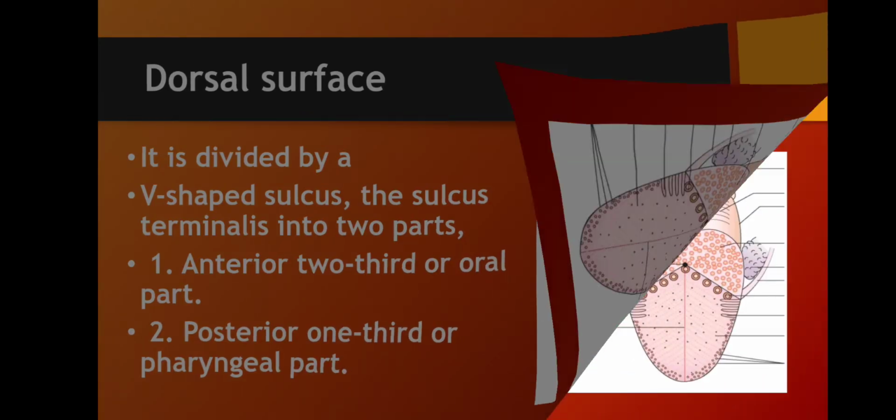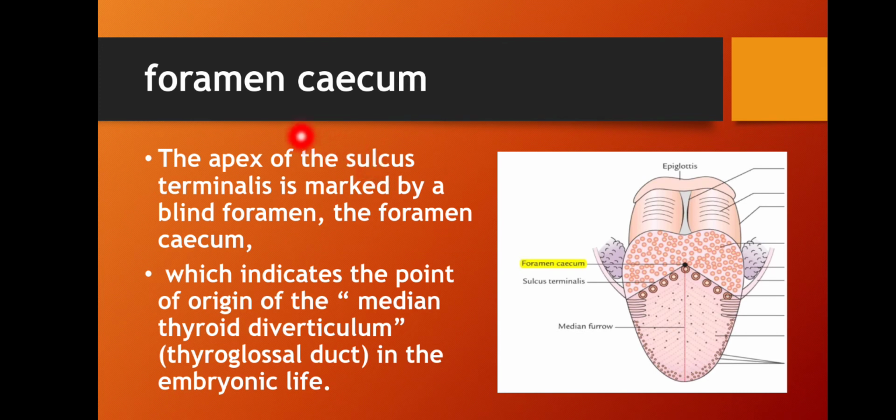Okay, next. Now we will look at the foramen cecum. So what is meant by foramen cecum? The apex of the sulcus terminalis is marked by a blind foramen known as the foramen cecum. See here, this is the sulcus terminalis. This is the apex portion of the sulcus terminalis. At the apex portion of the sulcus terminalis, we can observe a blind foramen. So this foramen is known as the foramen cecum.